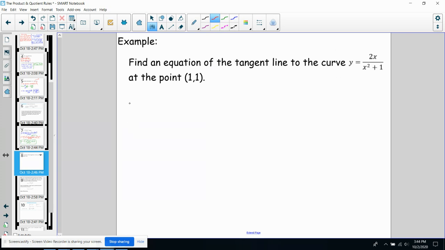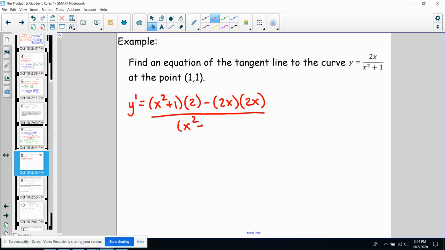So we're going to find y prime. And we have a quotient here, so we're going to use the quotient rule. We're going to do the bottom, x squared plus 1, times the derivative of the top, which is 2, minus the top, which is 2x, times the derivative of the bottom, which is 2x, over the bottom, so x squared plus 1 squared.